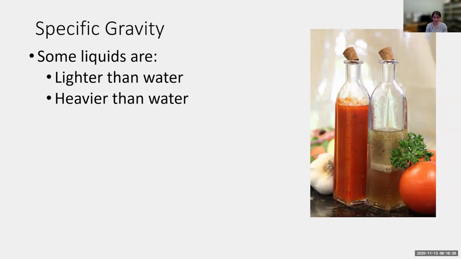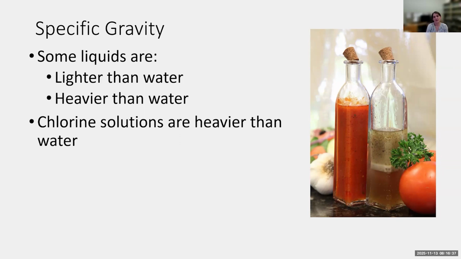Some liquids are heavier than water, and they'll sink. So think of honey, for example. If you add honey to a glass of water and don't mix it together, it's going to sink to the bottom of the glass. Chlorine solutions are heavier than water, so their specific gravities are going to be greater than 1.